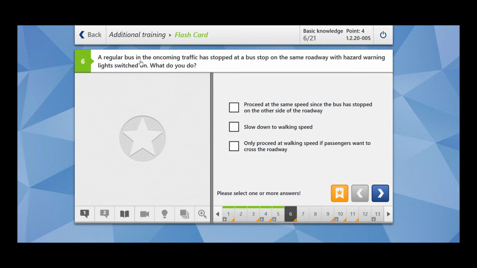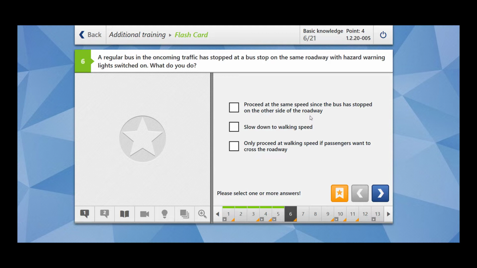Moving towards the next: a regular bus in the oncoming traffic has stopped at a bus stop on the same roadway with hazard warning lights switched on. What do you do? So the regular bus has now stopped at the bus stop and its hazard warning lights are on. Proceed at the same speed since the bus has stopped on the other side of the roadway.